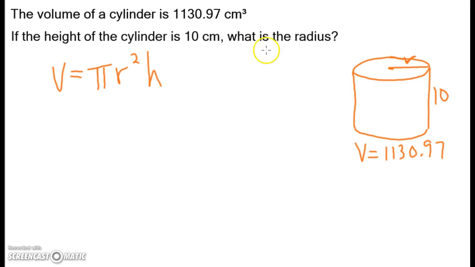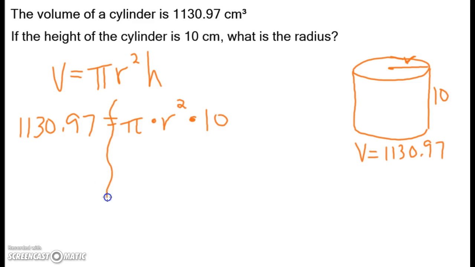All right, once I have my formula written down, I can start plugging stuff into the formula. Like, for instance, I happen to know that the volume is 1130.97. So I'm going to plug that in right there for volume. 1130.97 is equal to, pi is just a number. It is just a button in our calculator. So pi times, do we know the radius? No, in fact, that's what we're solving for. So let's put our r squared times, do we know our height? Yes, our height is 10. So let me finish. And our height is 10.